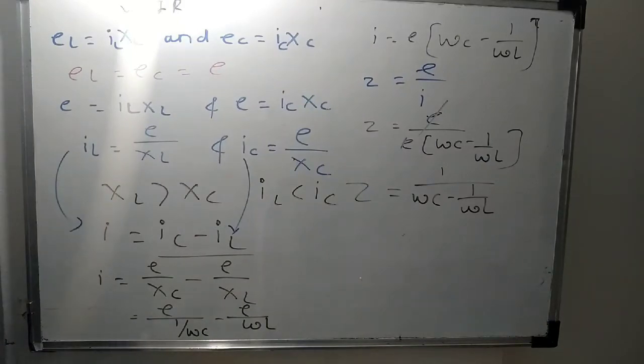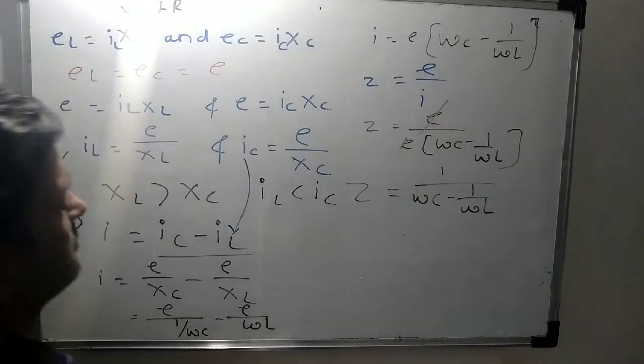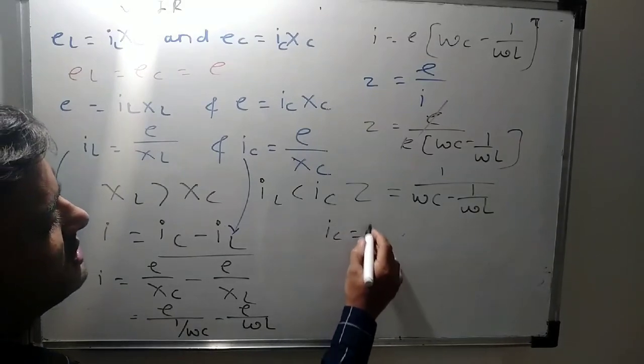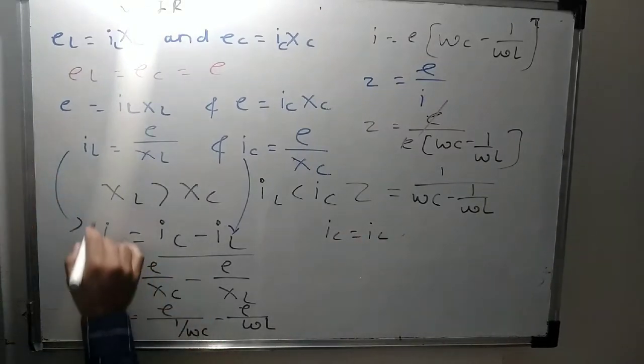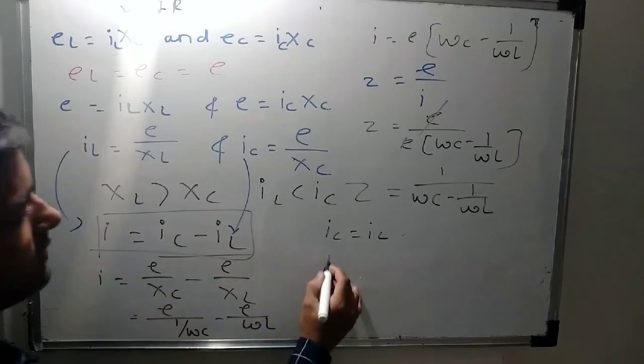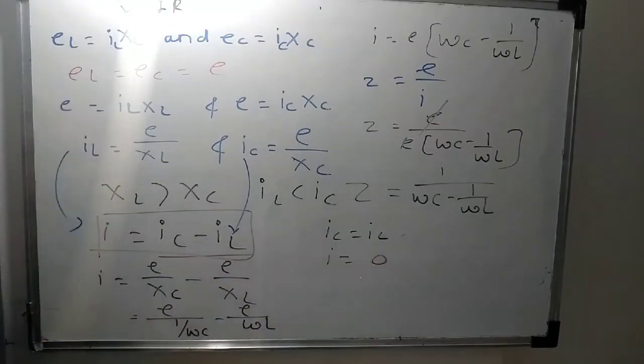This is the equation where the current flowing through the circuit becomes minimum. The current in the circuit becomes minimum, and the impedance of the circuit becomes maximum. Because if you consider IC is equal to IL in this equation, then the value of I becomes 0. Current in the circuit becomes 0, because the impedance of the circuit is infinite or very large.